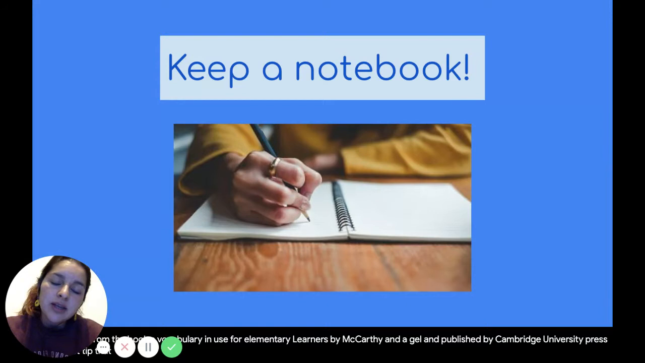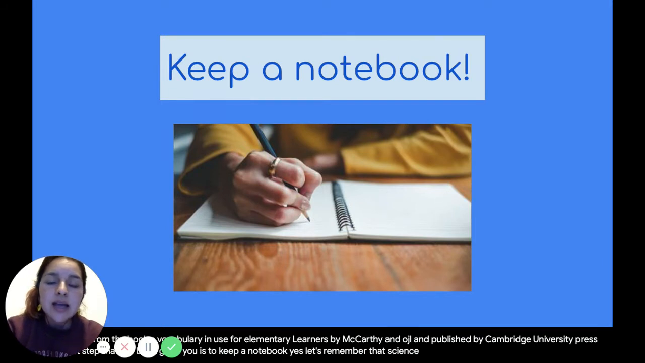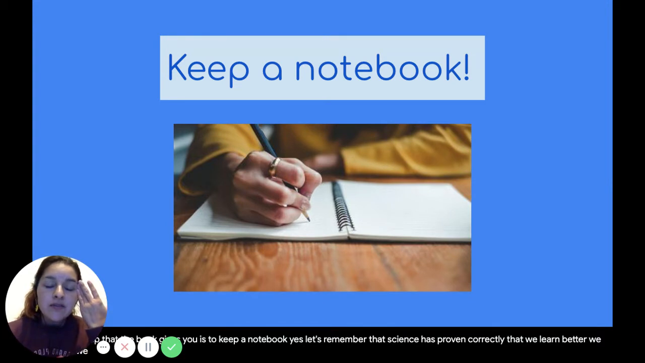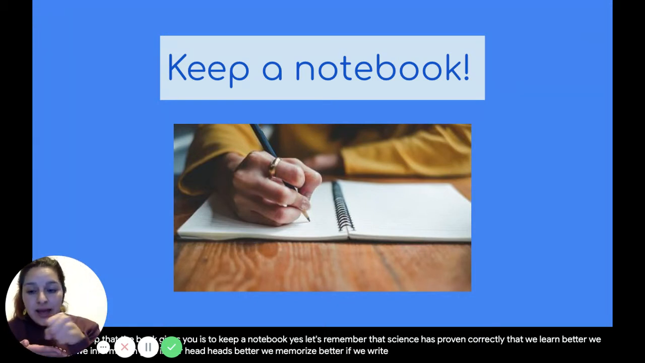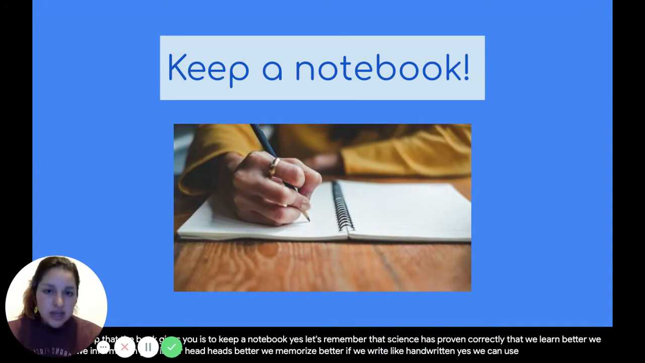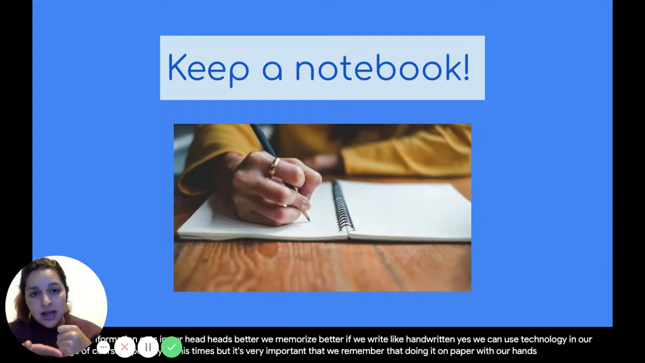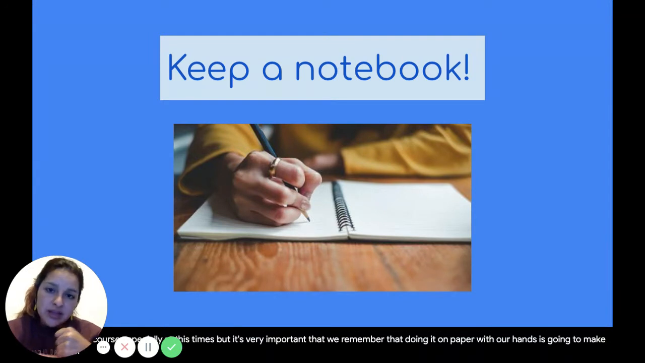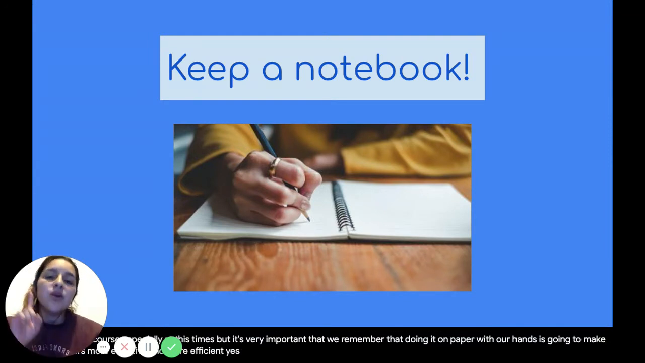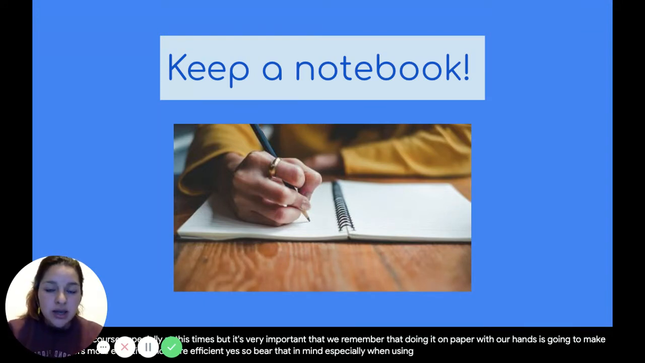The first tip that the book gives you is to keep a notebook. Yes, let's remember that science has proven that we learn better, we keep information in our heads better, we memorize better if we write by hand. We can use technology to our advantage, of course, especially at these times. But it's very important that we remember that doing it on paper with our hands is going to make us more effective and more efficient. So bear that in mind, especially when practicing your vocabulary in English.